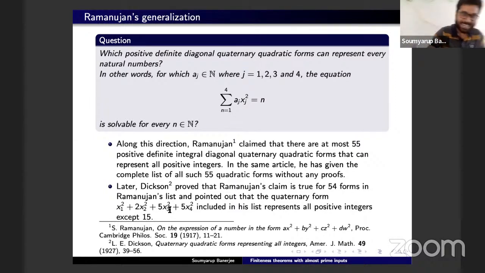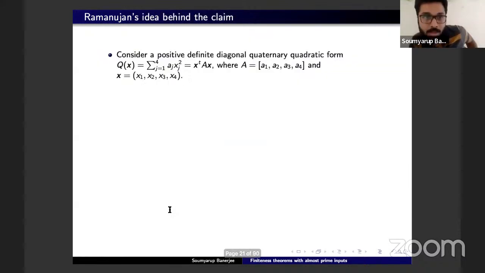Okay, so let us now see how Ramanujan thought about this problem, I mean, how Ramanujan attacked this problem. Consider a positive definite diagonal quadratic form Q(x) equal to the sum of aj xj squared, which can be written as x transpose Ax, where A is the diagonal matrix. Diagonal matrix means a1, a2, a3, a4 are the diagonal terms and the rest of the terms are zero. So A is a 4 cross 4 symmetric diagonal matrix.